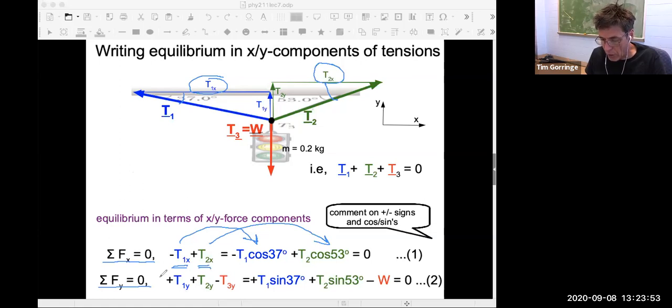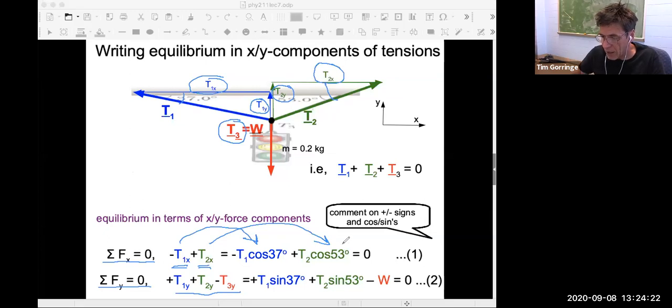I did the same thing downstairs here for the force in the y direction. So for the force in the y direction, I'm adding up all the components of forces in the y direction. So in this case, I've got an upwards component, T1y. I've got an upwards component, T2y. And then I've got a downwards component, which is the entire force, T3. And so I've written that down here.